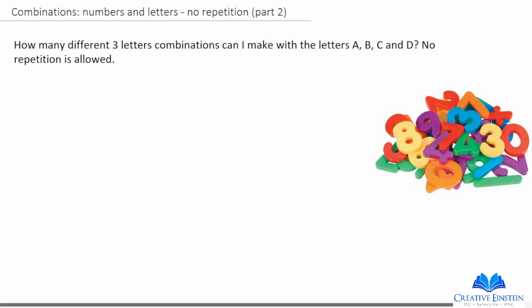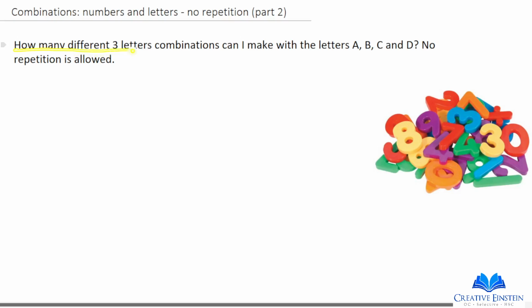In this video we're going to be looking at combinations of numbers and letters, in this case letters, with no repetition. Now this is part 2, so if you haven't watched part 1, please watch that first, because otherwise you may be a bit lost with this example. This is a more complicated example than in part 1. So let's get to it.